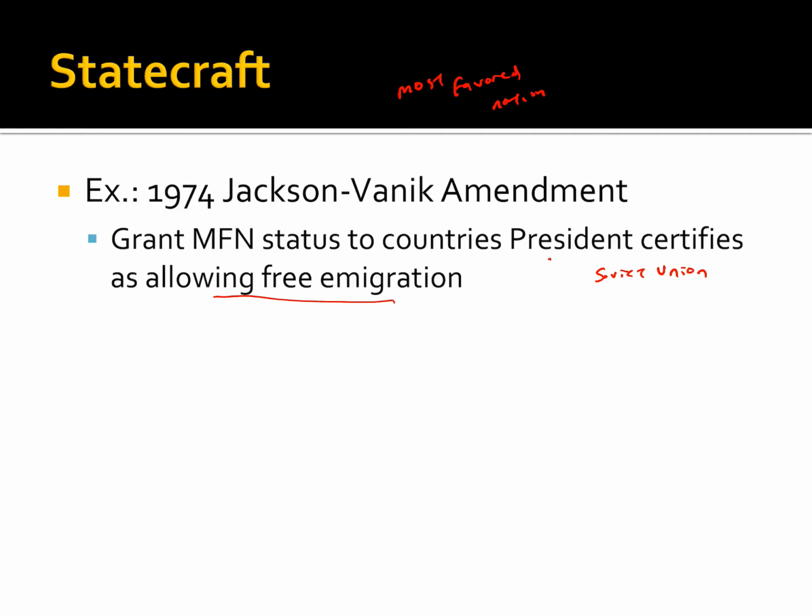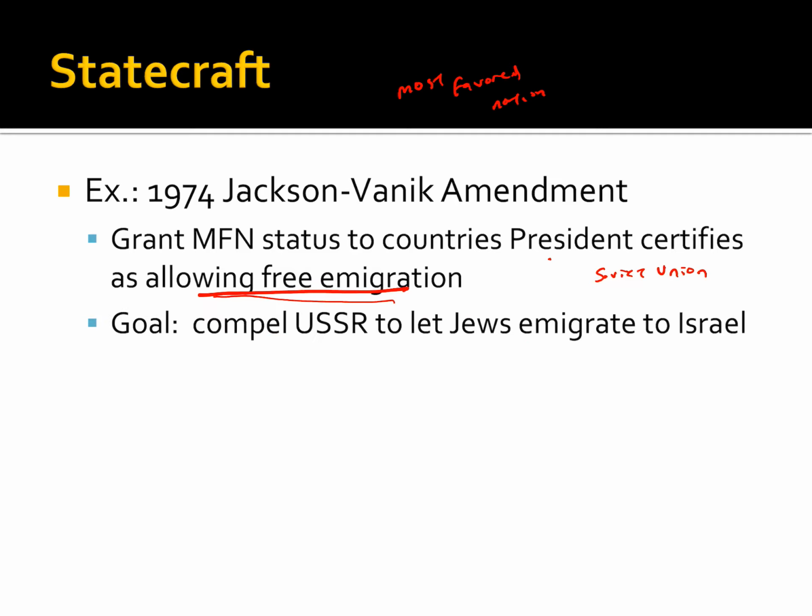Israel was allowing Jewish people around the world to come to Israel and claim citizenship, to grow their population. And so the United States, on behalf of Israel and against communism, so it's kind of a twofer on this, said any state that does this will get most favored nation status. The goal, of course, was to compel the Soviet Union to let Jews immigrate to Israel.